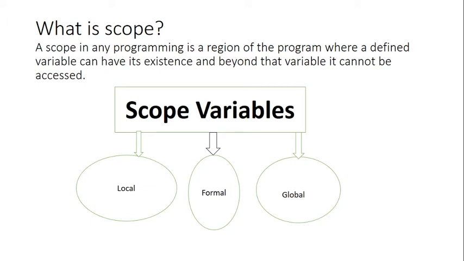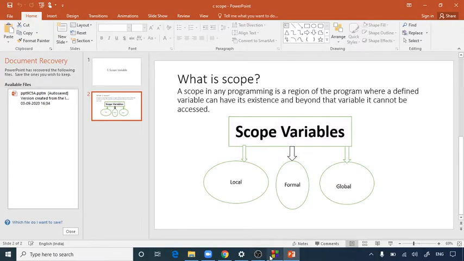That means we can declare our variables in three ways: locally, globally, and as formal parameters. So these three are scope variables. Today we'll understand the meaning of local scope variable and global scope variable through a program. For that, let's open Code::Blocks.